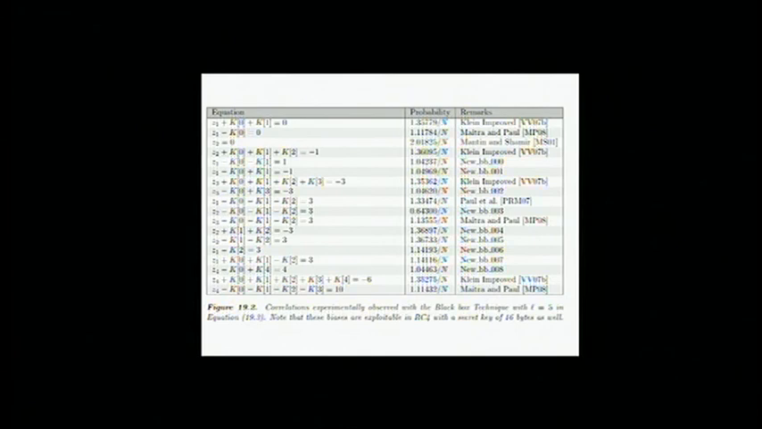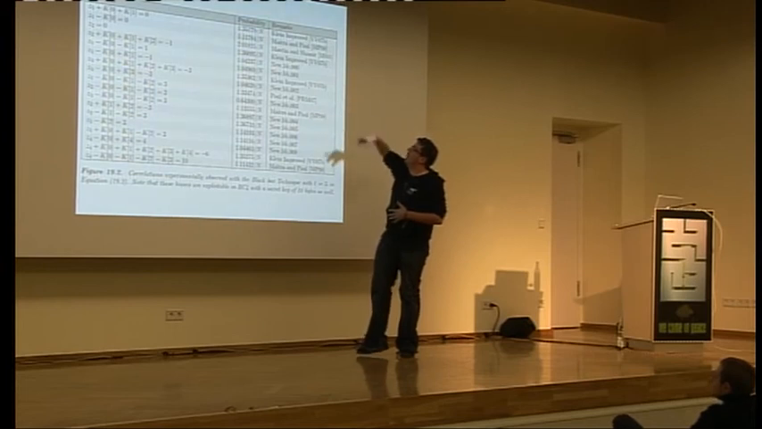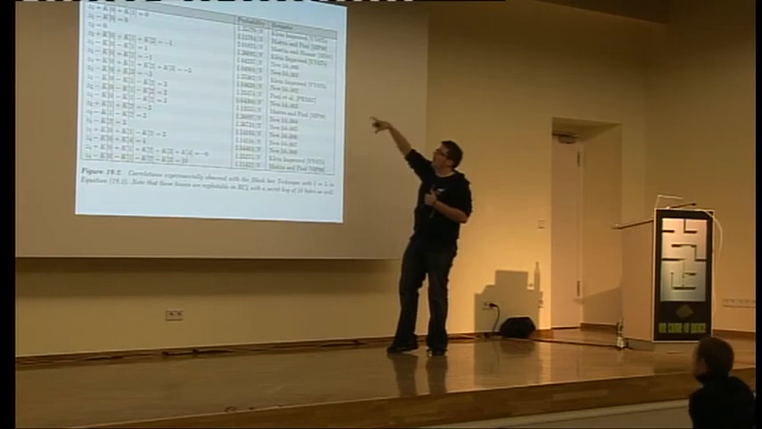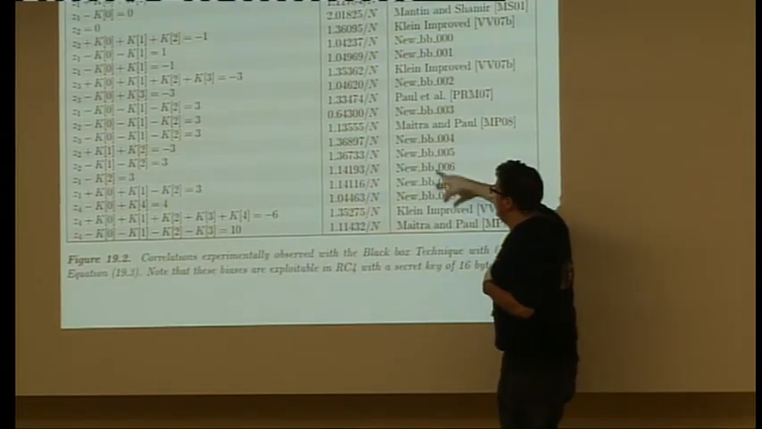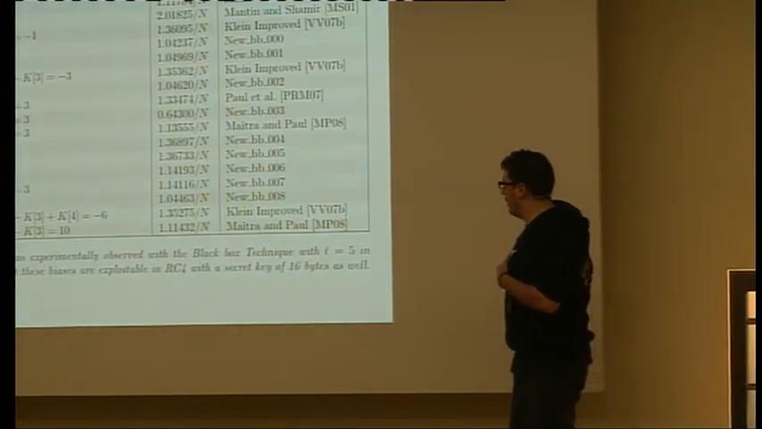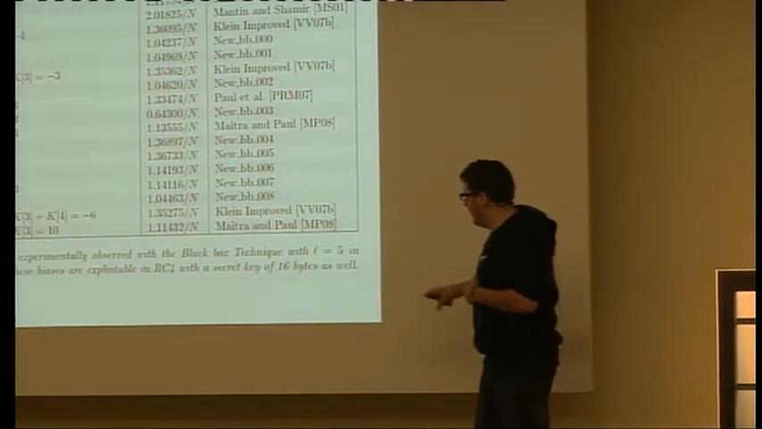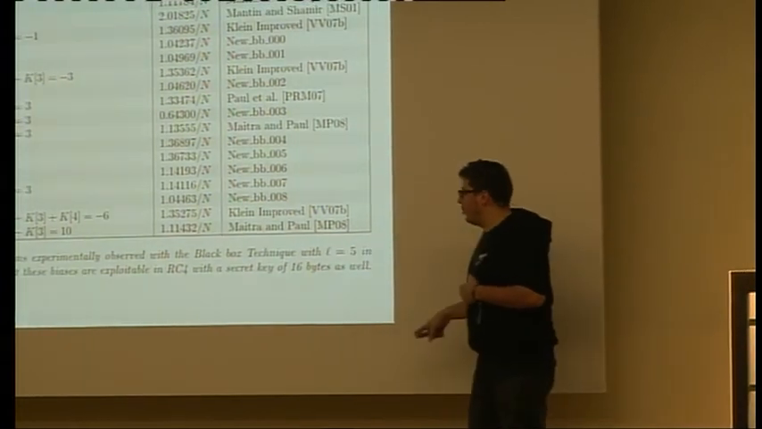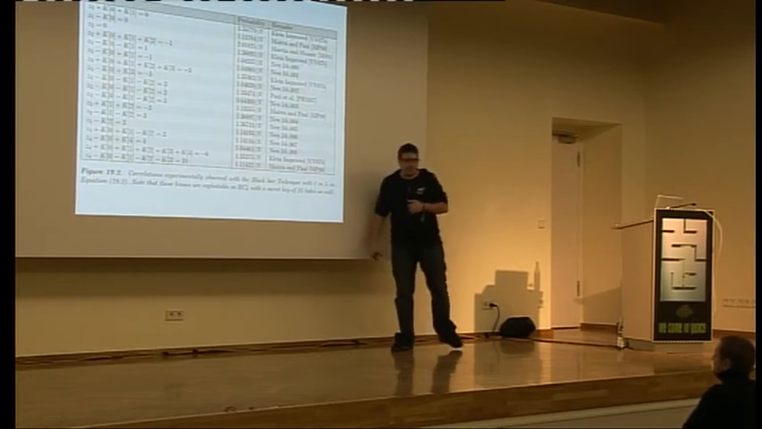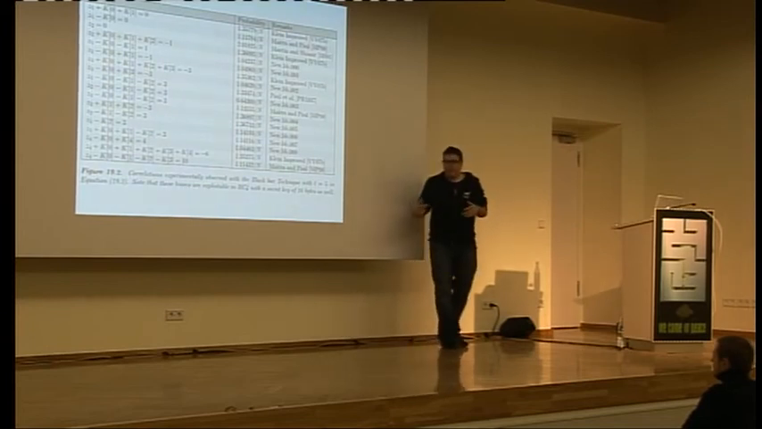And we found all these biases here. As you can see, there is the Klein improved, say the Klein bias, the Maitre and Paul, Mantin and Shamir, and so on, and then you have the new ones. So with this technique, just considering RC4 as a black box, you can find new correlations between the key stream and the secret key. We did it only for L equal to 5, but we saw that all these biases exist with L equal to 16 bytes. L is the size of the key, so basically in WEP, most of the time the size of the key is 16 bytes.